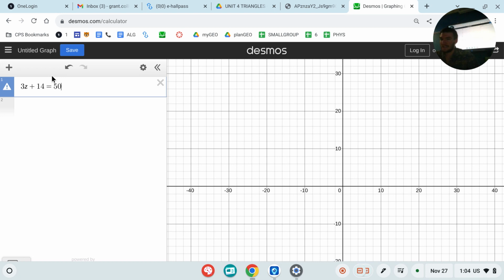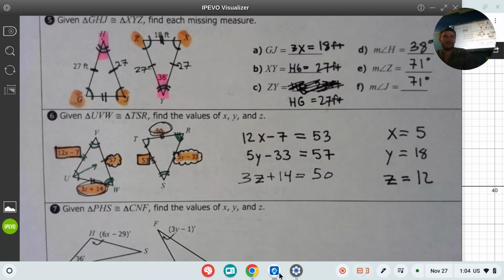If I try to type this in Desmos, 3z plus 14 equals 50, Desmos is struggling a little bit. Desmos has this error sign, this triangle, and Desmos says we only support x's and y's. So just backspace the z, put an x in there, 12. So we should have z equals 12. You're right.